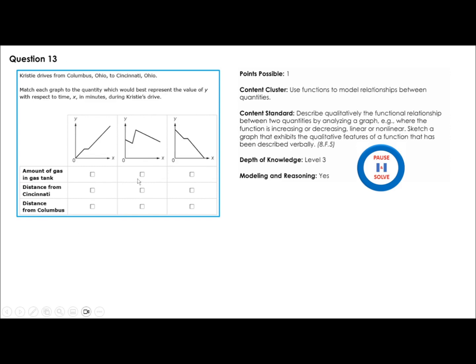So the first one here is the gas in the tank, so the amount is not increasing completely. Now here what happened is it came down and then you fill up gas and then go down again.